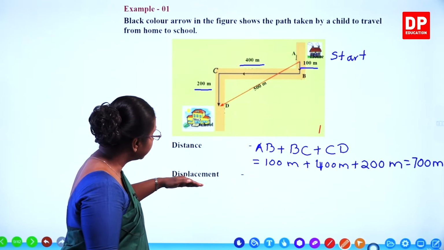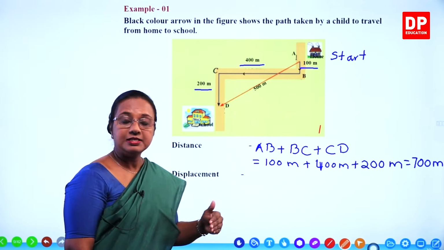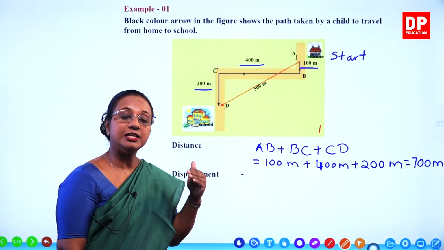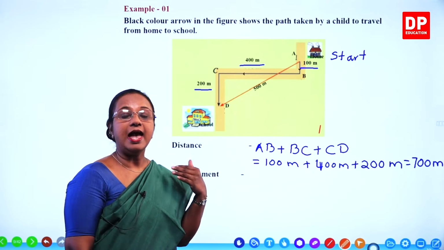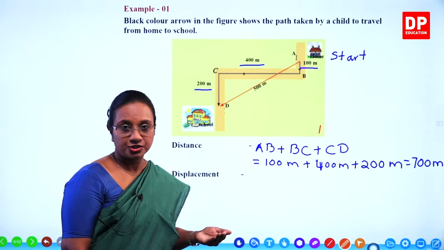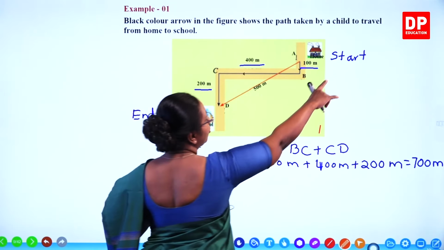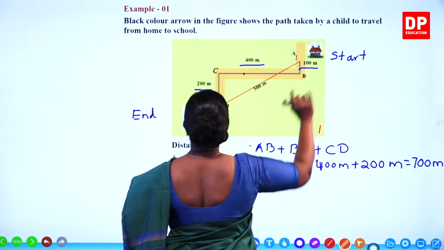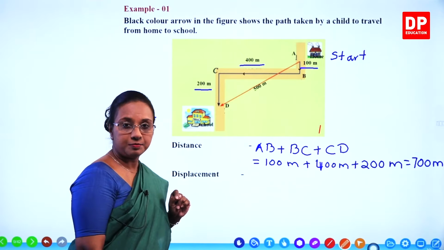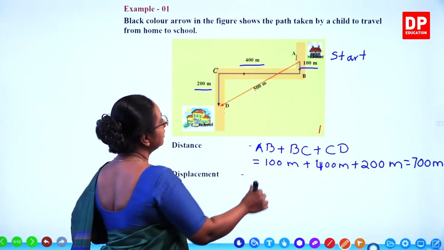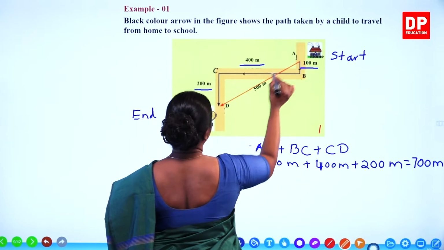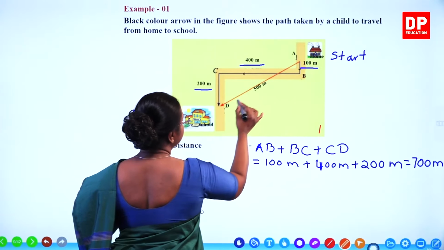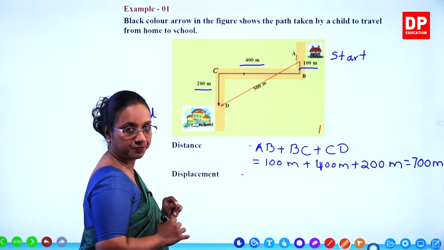But if we take the displacement, the magnitude is the shortest distance, and it has a direction. So this depends only on the starting point and the end point. So here the displacement is from A to D in this particular direction.